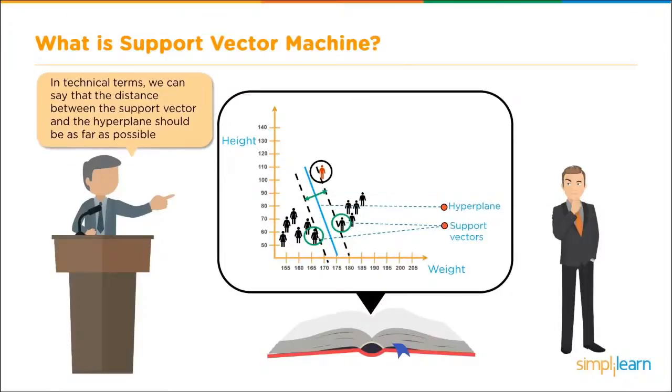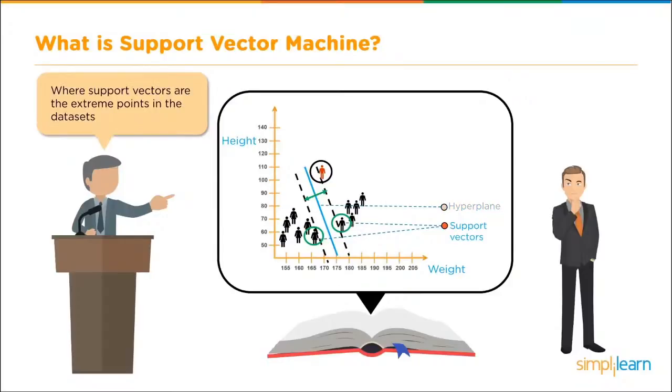In technical terms, we can say the distance between the support vector and the hyperplane should be as far as possible. And this is where the support vectors are the extreme points in the data set. If you look at this data set, they have circled 2 points which seem to be right on the outskirts of the women and one on the outskirts of the men. And the hyperplane has a maximum distance to the support vectors of any class. Now you'll see the line down the middle, and we call this the hyperplane because when you're dealing with multiple dimensions, it's really not just a line but a plane of intersections. And you can see here where the support vectors have been drawn in dashed lines.